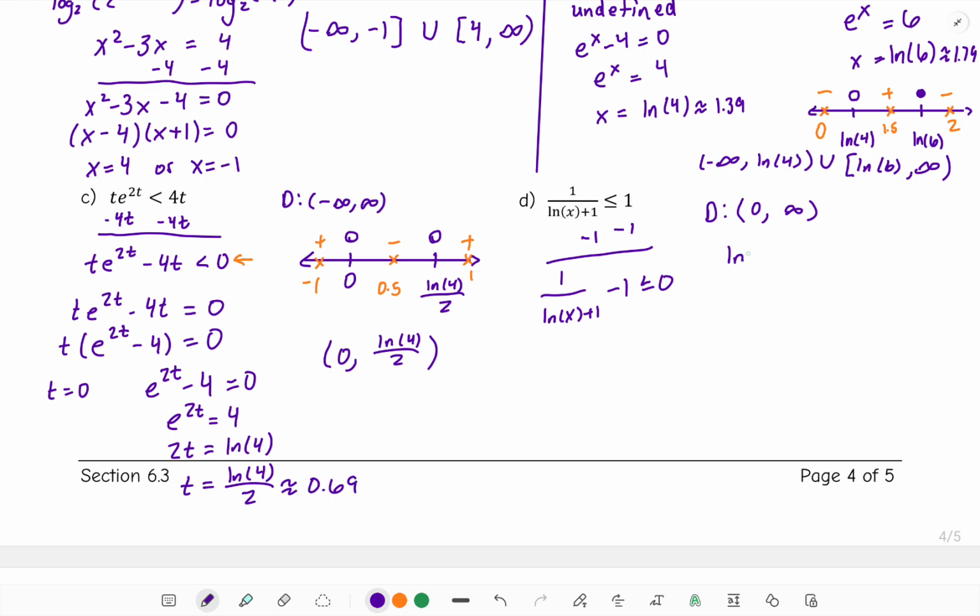But then we also have that ln of x plus 1 can't equal 0 as well. So we subtract 1 from both sides, and then e it up from both sides. So it can't equal e to the -1, which is approximately 0.37. Okay. Next, we have to worry about when it's equal to 0.